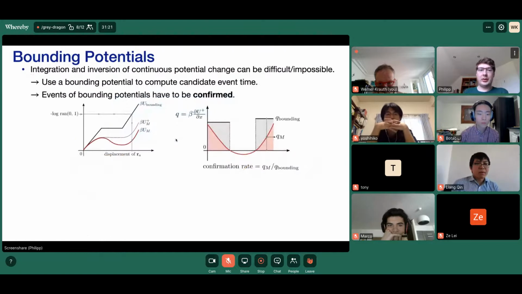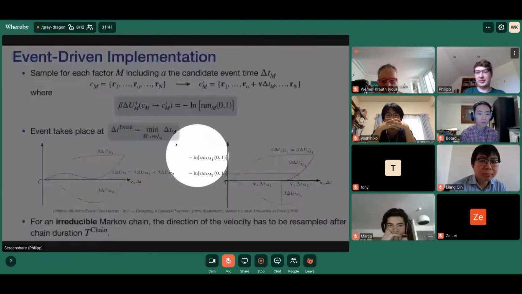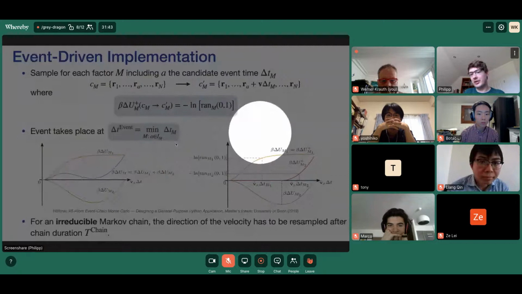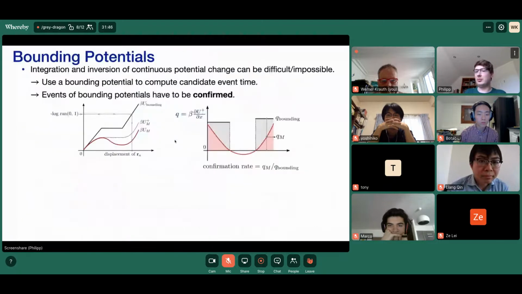This is not the full story, because these potentials can in fact be very complicated looking. Take, for example, the Coulomb interaction potential in some periodic boundary setting, where it involves quite complicated Ewald summations. Then the integration and inversion of my continuous potential change can be difficult or even impossible. So what I mean is that I have my random number here, and I have to check where it hits the positive potential change. This is then usually solved by bounding potentials.